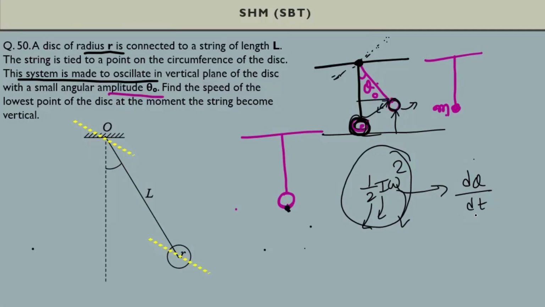Now let us talk about the calculation in this part. Let's say it was at theta equal to 0 initially, and then it went to angle theta naught, and then finally it is coming to this point. And at this point we have to talk about the velocity of the lowest point.